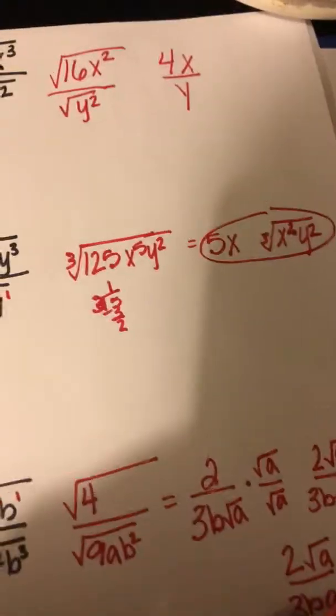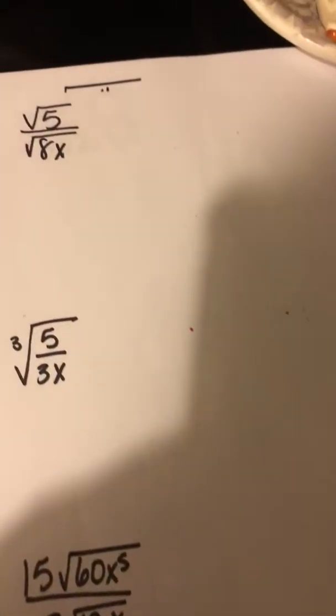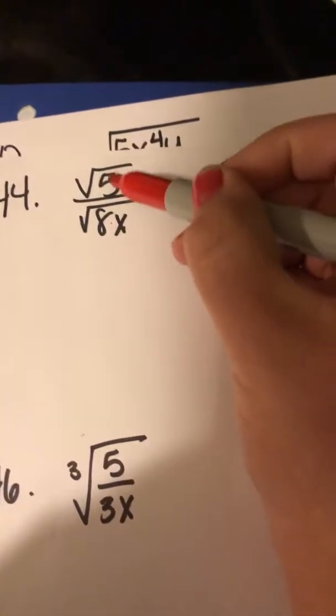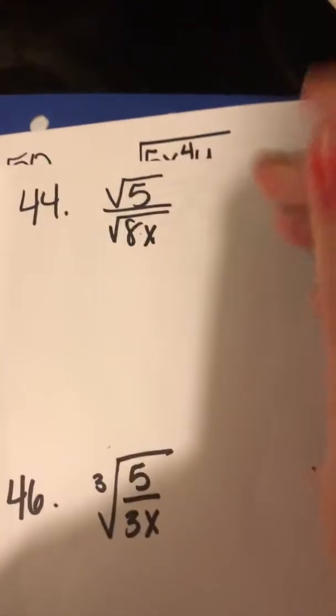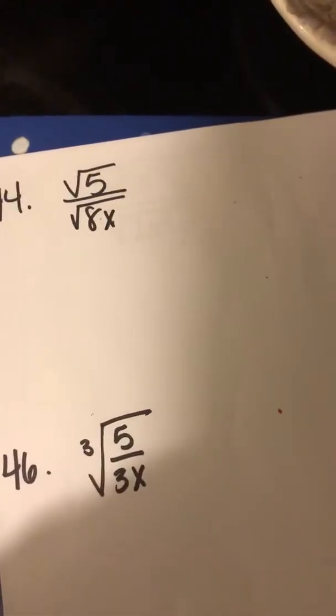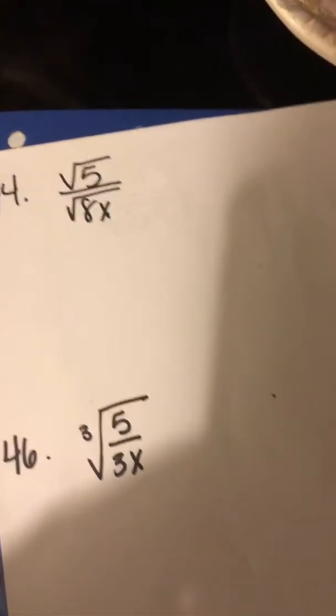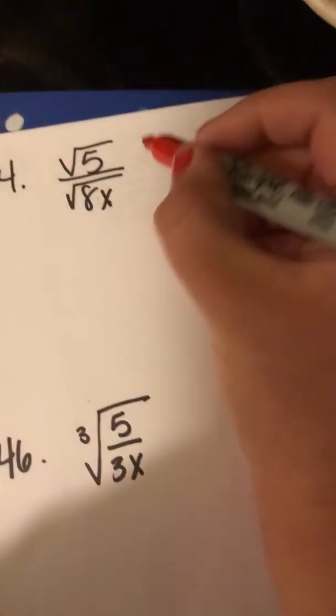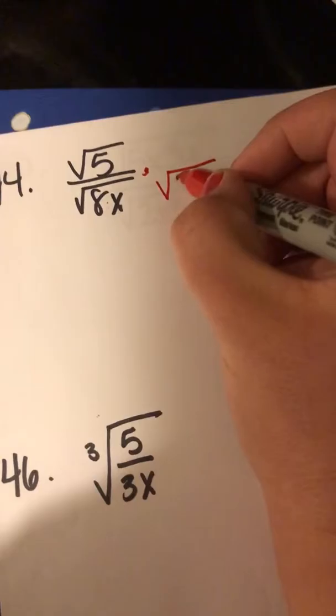All right, let's go on to 44. All right, so 44, you have to rationalize that denominator. 5/8 does not reduce. So I'm going to go ahead and look at my paper, which I don't have, so I'm doing this from memory here. 8 can be changed into the perfect square of 16. So I'm going to multiply by the square root of 2.